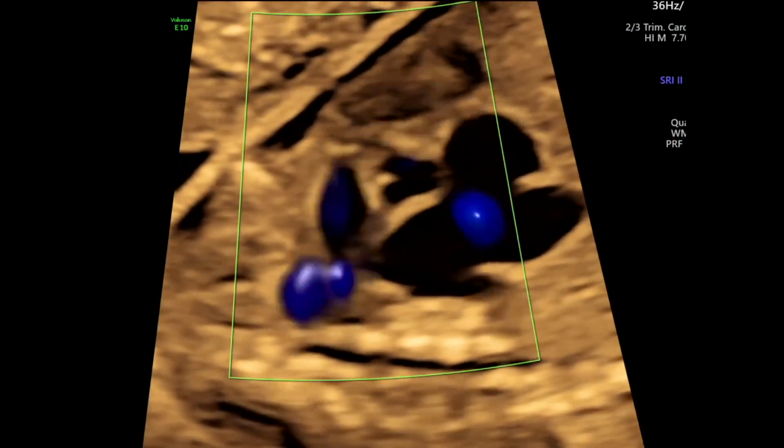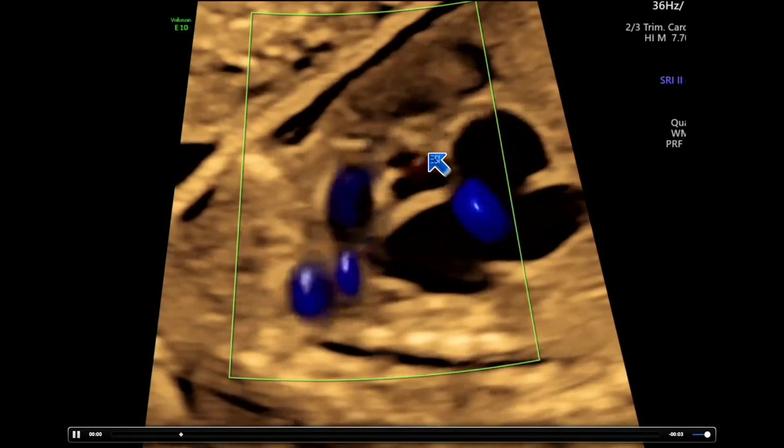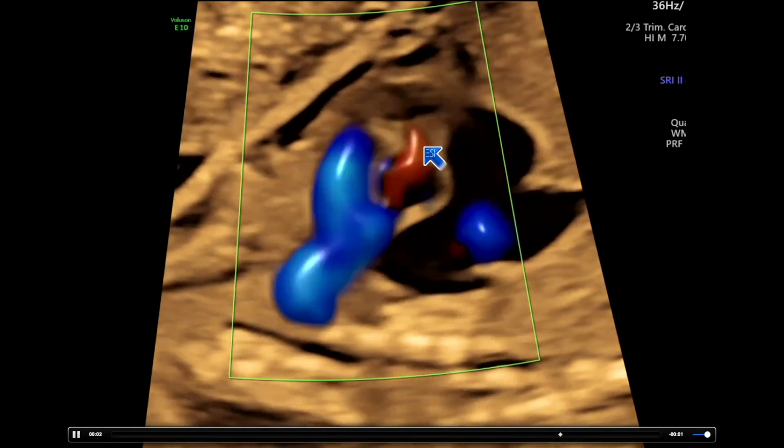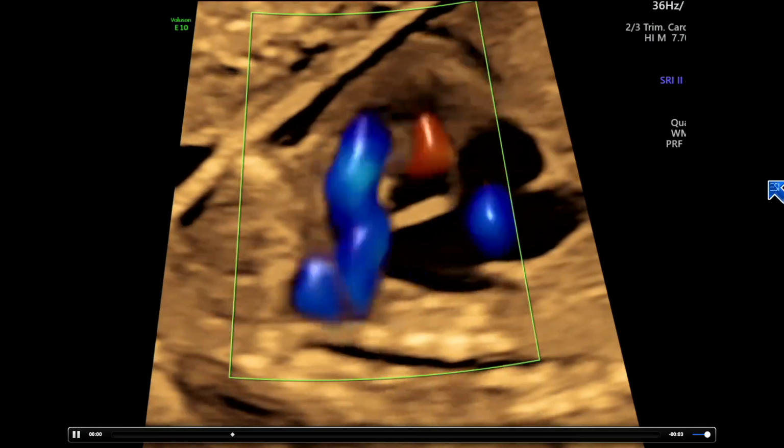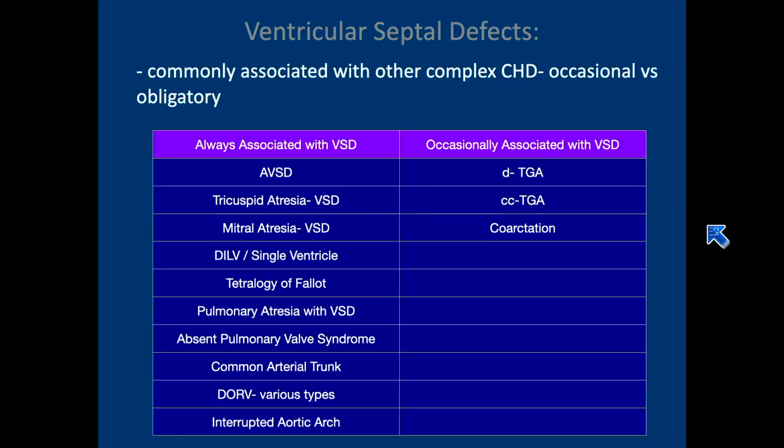Well, that's this high short axis view. Here's the subaortic VSD in that view that I showed you in that little schematic before. There's a better view later, but I'm going to save that for the associated abnormalities. So remember that VSDs are commonly associated with other complex CHDs. Some of them are plus minus, some of them are obligatory. I'll just save this chart for your reference because I know most of these disorders are going to get reviewed in other talks.